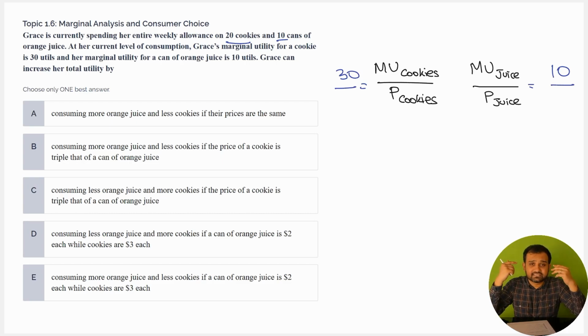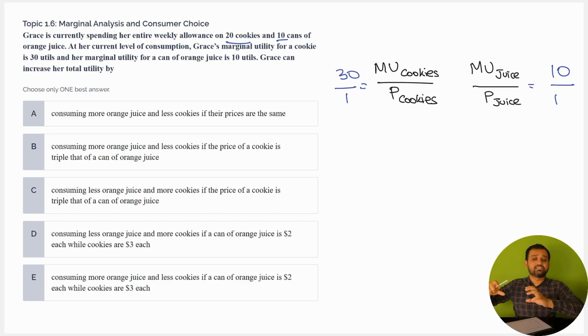So before we get into the options, let's think about the concept. We know in order to maximize total utility with a given amount of budget, every additional dollar should be spent on the good with the higher marginal utility per dollar. So that means spend your extra dollars on the good that is giving you more satisfaction or utility per dollar compared to the other good. Okay, so we do not know the prices, but if the prices are the same, let's say we start off from there, if the prices of cookies and juice are the same, for simplicity's sake, let's say they're $1 each. If that is the case, then the marginal utility per dollar from cookies is higher than marginal utility from juice.